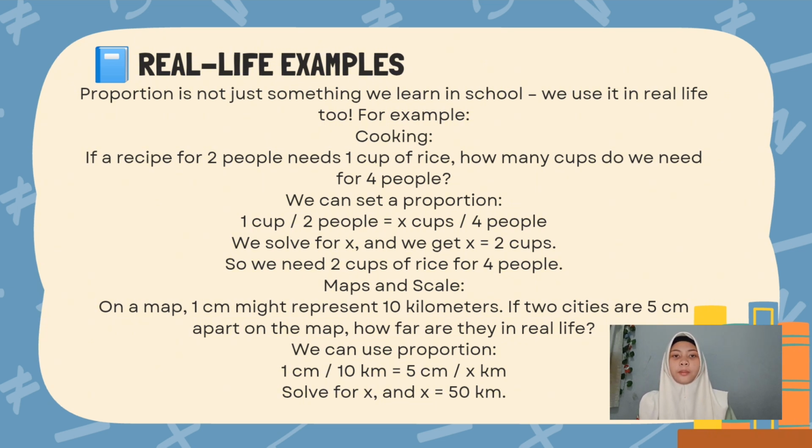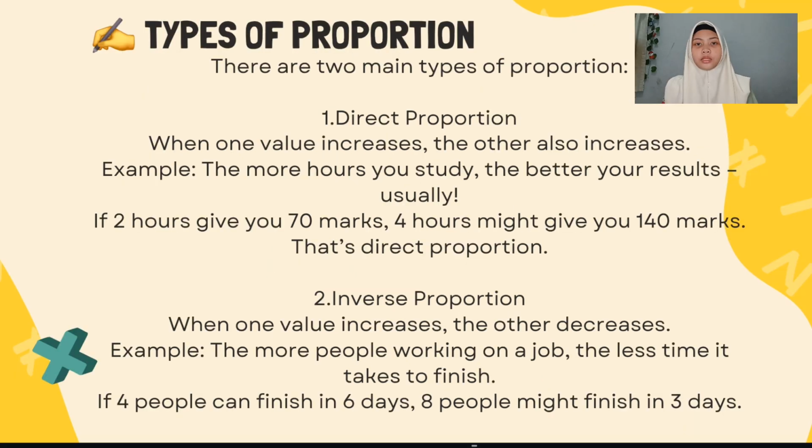Maps and scale. On a map, 1 cm might represent 10 kilometers. If 2 cities are 5 centimeters apart on the map, how far are they in real life? We can use proportions. 1 centimeter is 6 kilometers, so 5 centimeters is X kilometers. So X is 5 times 15. The types of proportions: there are 2 main types of proportions.